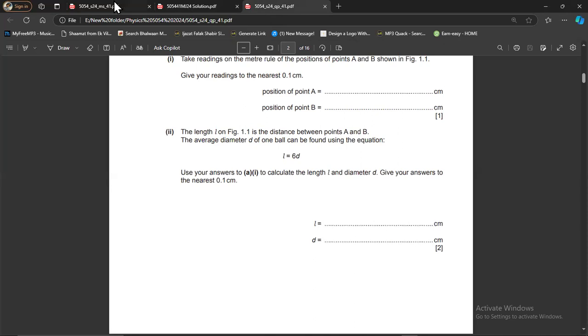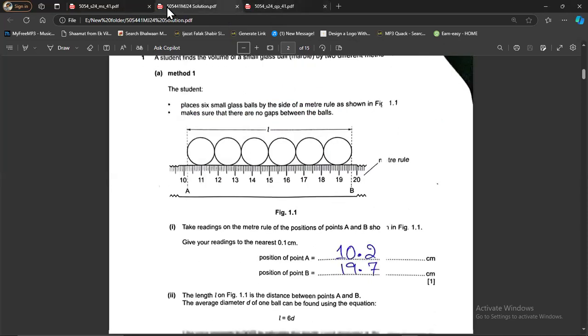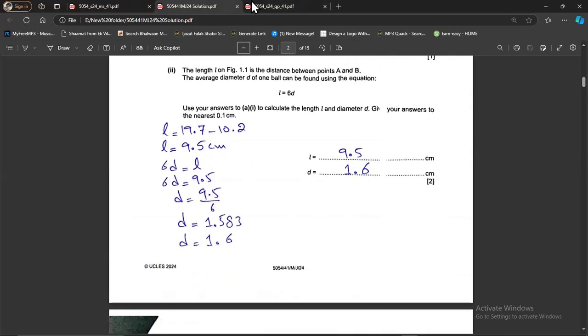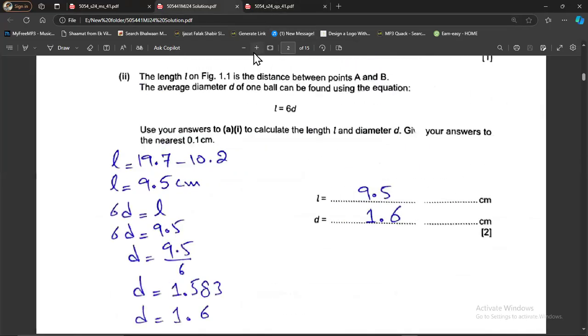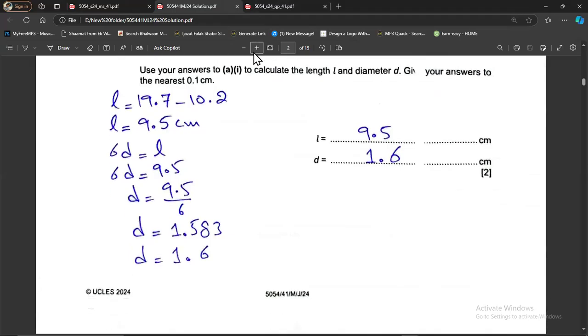Okay, so for L, from 19.7 we will subtract 10.2. So L is basically 9.5 centimeters, because the formula given in this question is L equals 6D. So 6D will be equal to 9.5. D will be equal to 9.5 divided by 6. D will be 1.583. When you round it off to two significant figures, it will be 1.6.